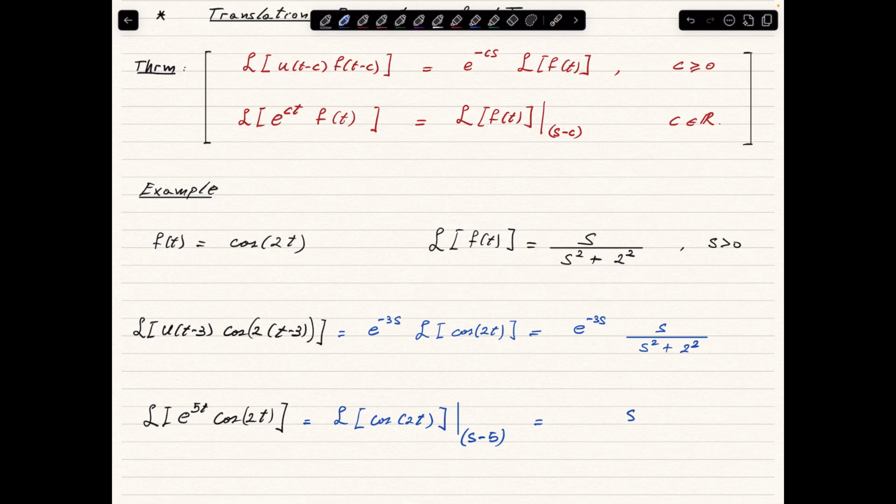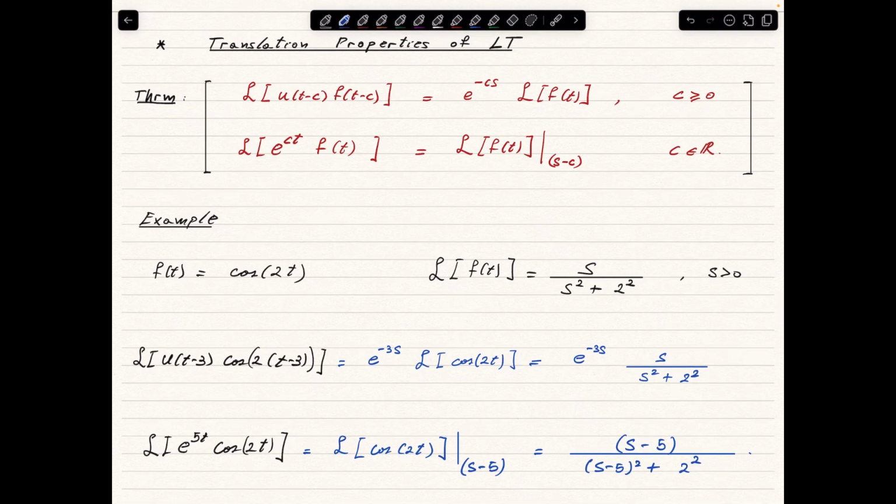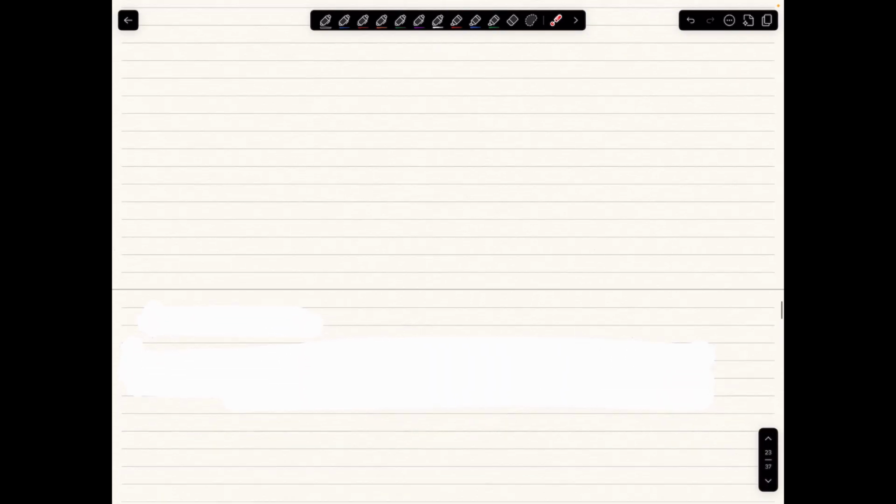So we are going to have s minus 5, and then down here s minus 5 squared plus 2 squared. So this is how this translation property looks like in an actual example. So now let's use these properties to solve a couple of examples, a couple of problems, how we can apply these properties. And here is the first example.